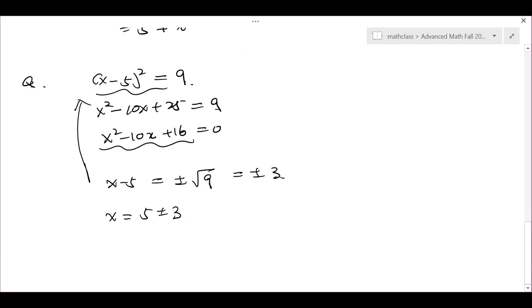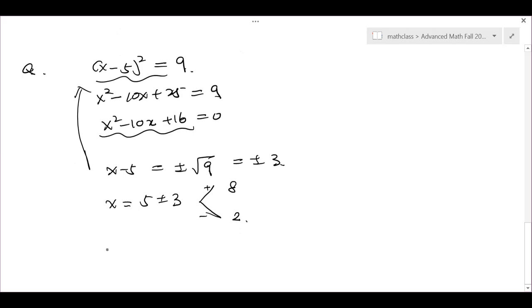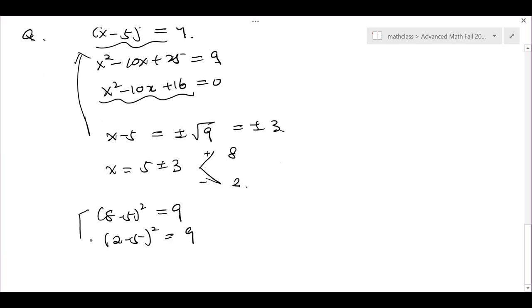Then you have two possible numbers. When you choose plus, you get 8. When you choose negative, you get 2. Okay. So there are two solutions. Typically, a quadratic equation has two solutions. One is 8 minus 5 squared is going to be 9, right? And also when you put 2 here, 2 minus 5 is negative 3. So negative 3 squared is also equal to 9. So there are two solutions here. You check.